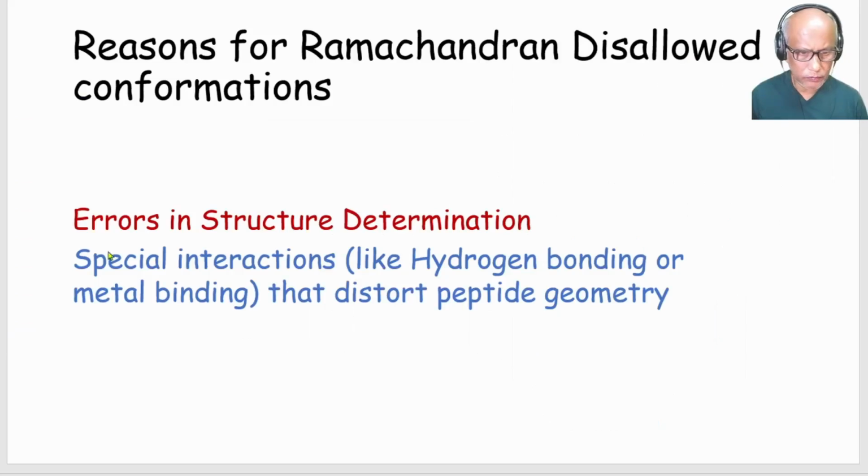Thereby we find that a major reason why amino acids can move into the disallowed regions of the map is, of course, errors in structure determination. But even after removing those structures which are clearly wrong because of experimental reasons, we still find a few residues in the disallowed regions. I've given a reason out there that these are due to special interactions, which could be hydrogen bonding, metal binding, or whatever, which distorts the peptide geometry. Now, what exactly do we mean by this? Again, I would like to show you with one example.